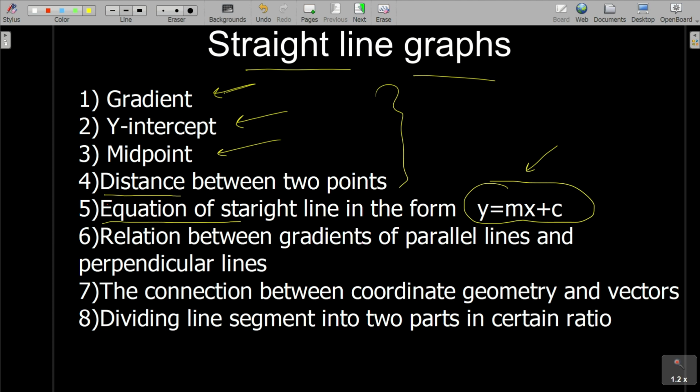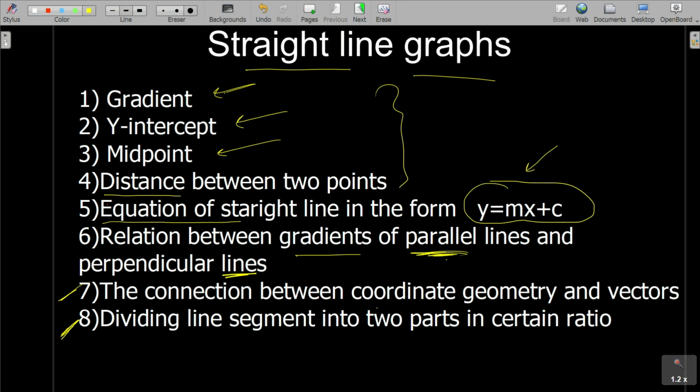Also, I'm going to teach you about the relation of gradients of parallel lines and perpendicular lines. What does that mean? What is the relation between parallel lines and perpendicular lines, and how will it help you in the question? And 7 and 8 here are very important points, because these 2 points are unusual, and actually they came before in the official exams. So that's why you have to pay attention to that.